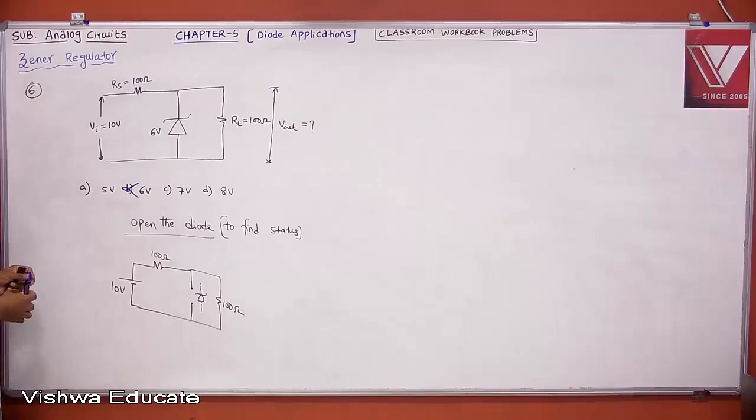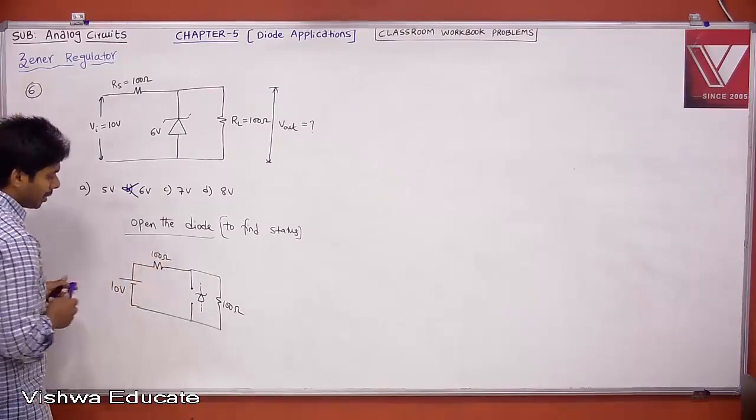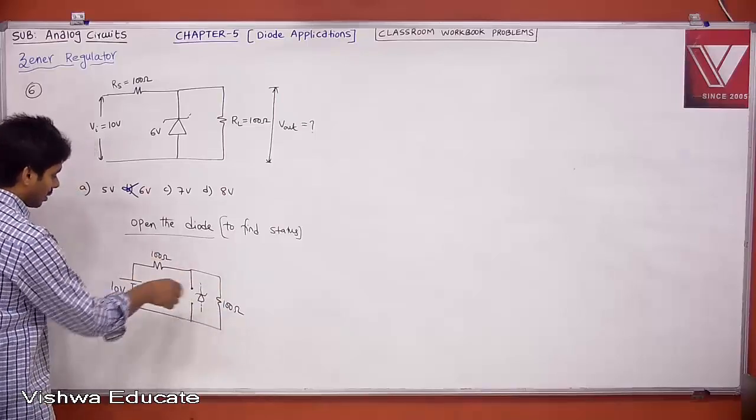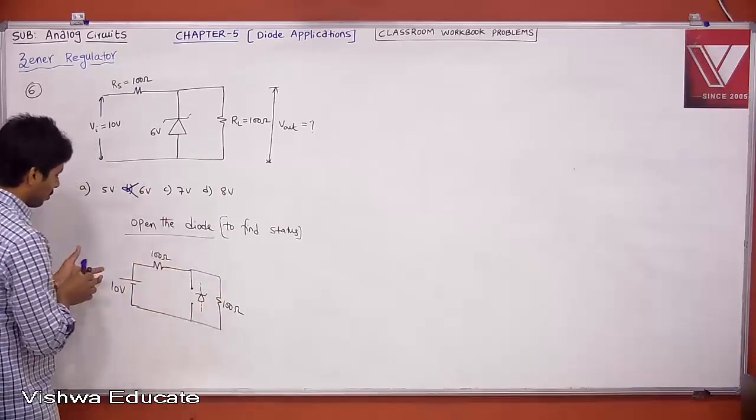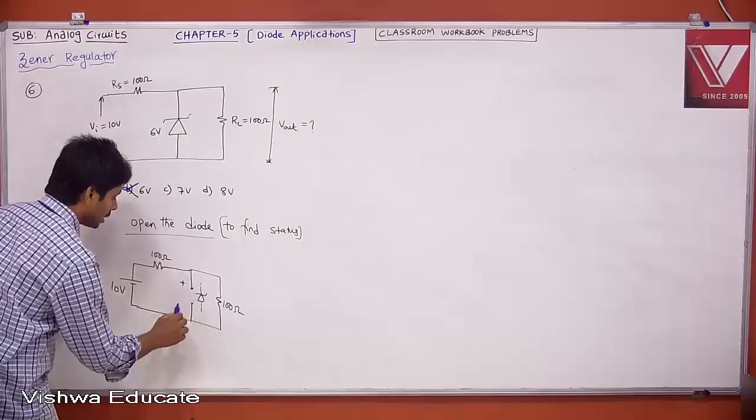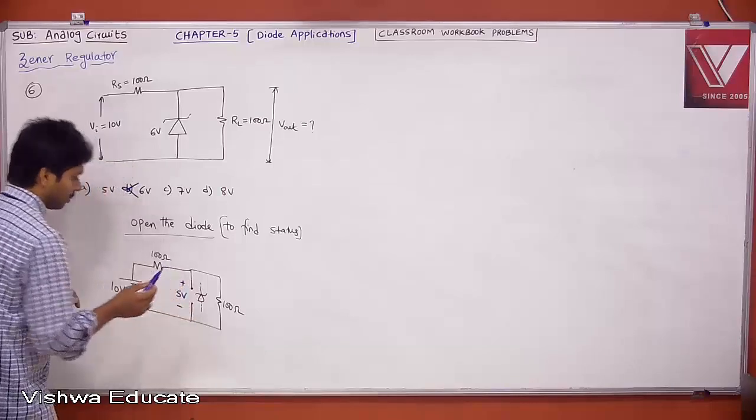Now tell me, surely it is in reverse bias. I agree. But now find the voltage across the open terminals. 100, 100, both are the same. Out of 10, 5 here, 5 here. Therefore, what is the voltage across this? That voltage across your Zener diode will be 5 volt.